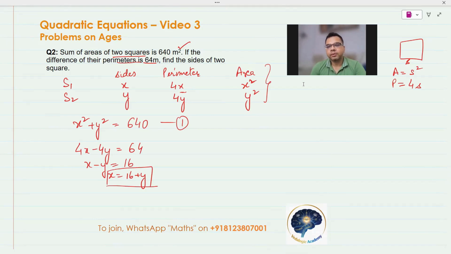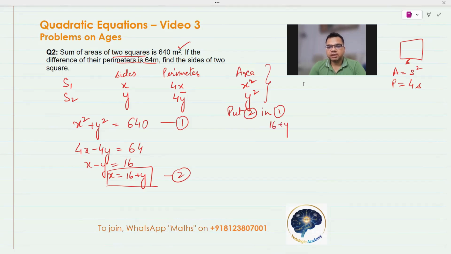I hope this is clear. So this becomes our second equation. Now I'm going to put second in the first one, and then we are going to solve, because then we'll have only one equation with one variable. Put second in first. So wherever I have x, I'll put 16 plus y.